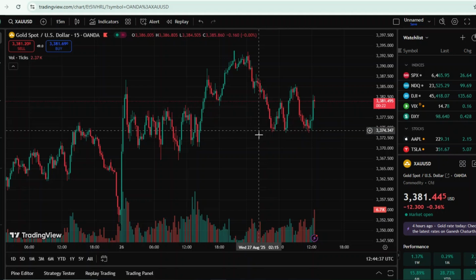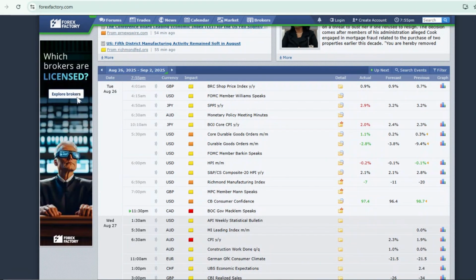Today we will be looking at the gold chart for analysis. Let's move to Forex Factory to check if there is any news. So now here we have the 1 2 3 4 medium impact news.